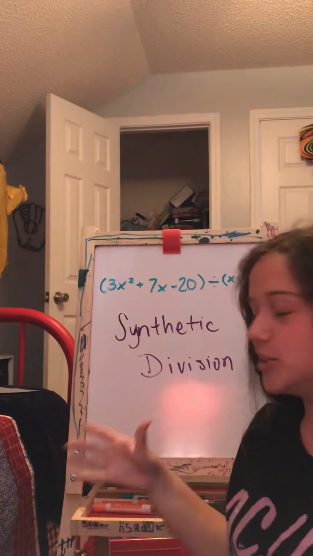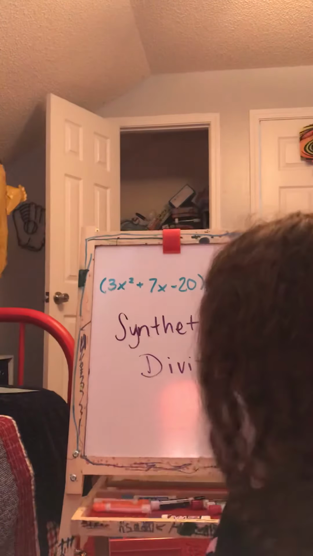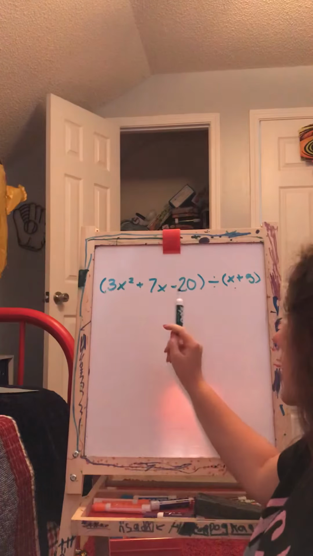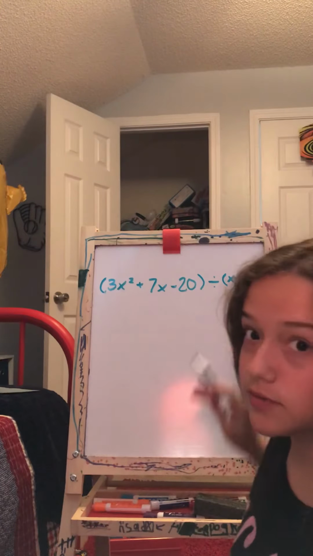Okay, today we're going to be learning about synthetic division. Now we're going to be using dark green because that's a cool color. Okay, so our problem today is 3x squared plus 7x minus 20 divided by x plus 5.